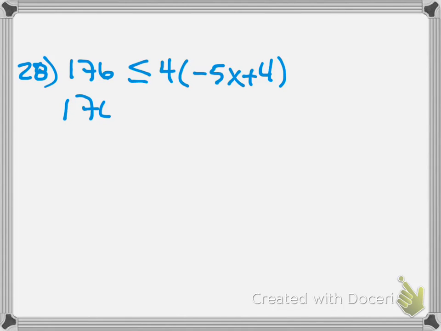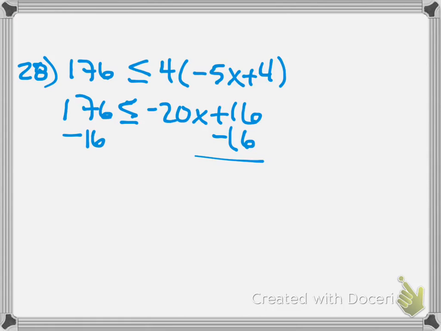Number 28. We got 176 less than or equal to 4 parentheses negative 5x plus 4. And again, we're going to distribute. So negative 4 times negative 5 is negative 20x. 4 times 4 is 16. Then we're going to subtract. That's going to give me 160 because there were no like terms to combine. And then I go ahead and divide by negative 20.